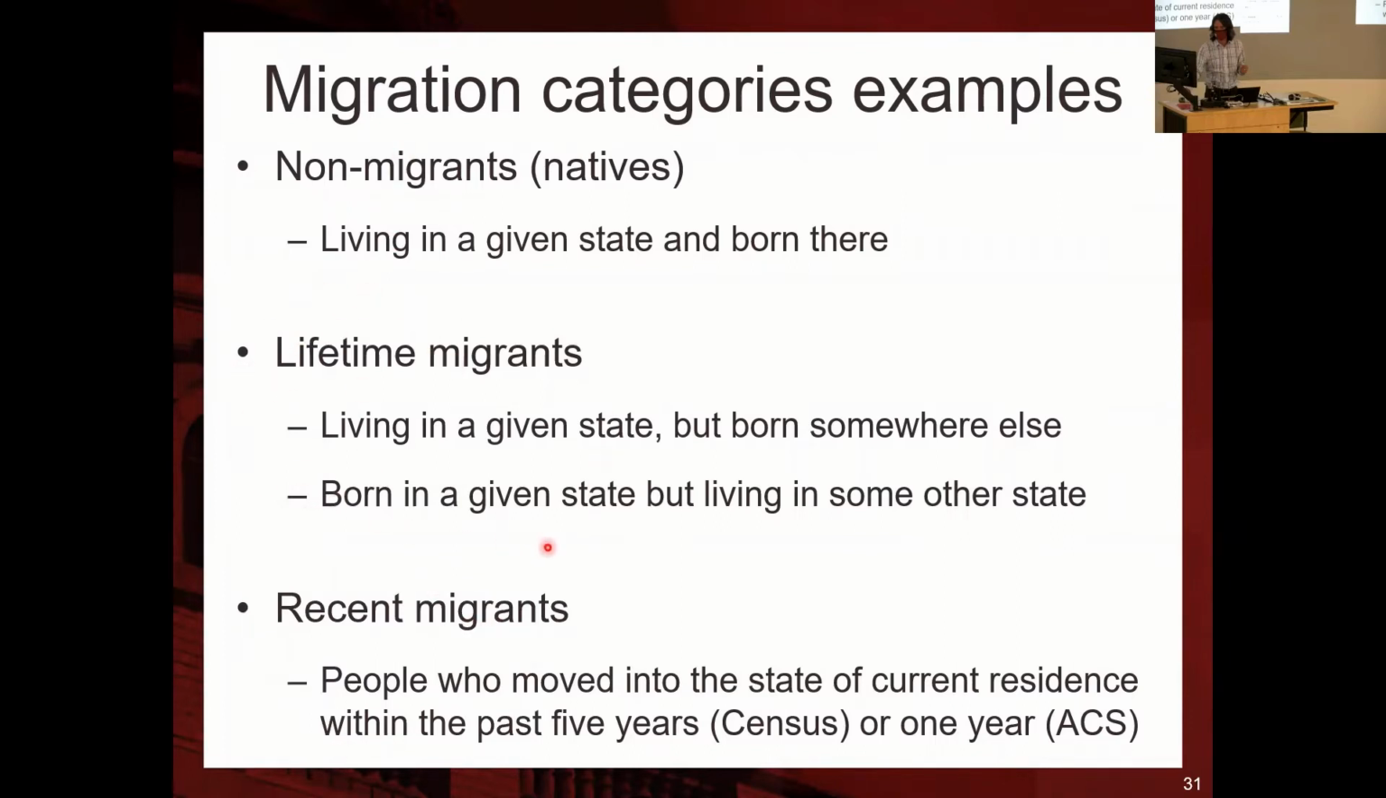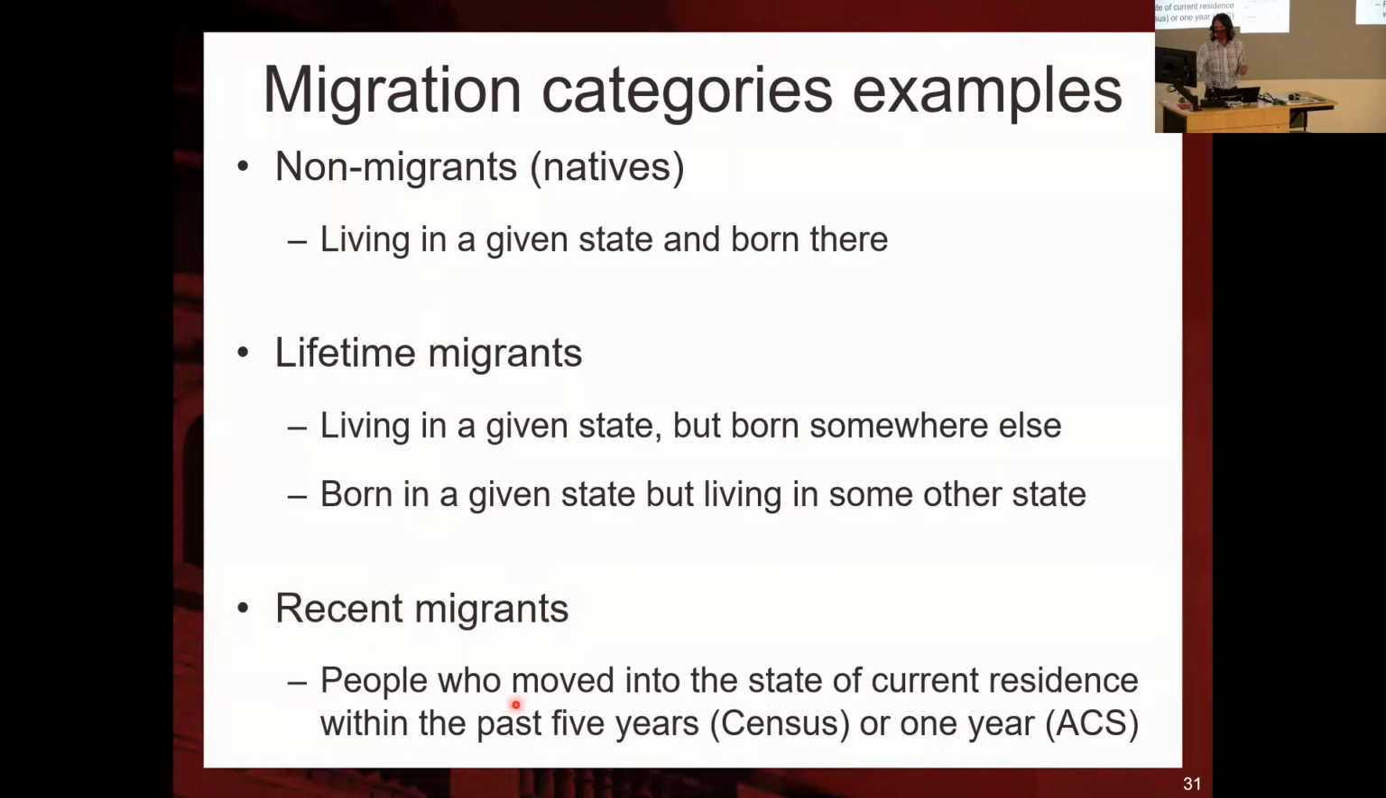I usually do not care that much about these lifetime migrants because I'm trying to understand recent flows. So that all depends on your research question. My research question, I'm usually trying to understand recent flows within the last year based on ACS data. So I either classify people as being internal migrants with this logic or non-migrants. And the non-migrants in this case are people who were living in the same place at the time of the ACS and 1 year ago, right?